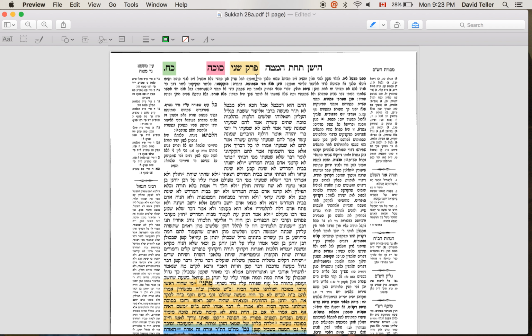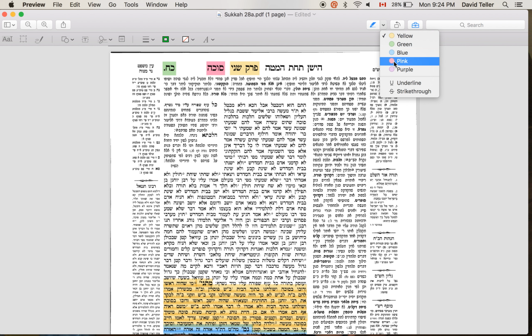So in this case, this page is Perek Sheni. It is the second Perek, just so you know. So now you know that in the middle, the top middle of every page of Gemara, it tells you Mispar HaPerek, the number of the chapter. Towards the left tells you the name of the Masechet. And towards the far left tells you the daf, the page.